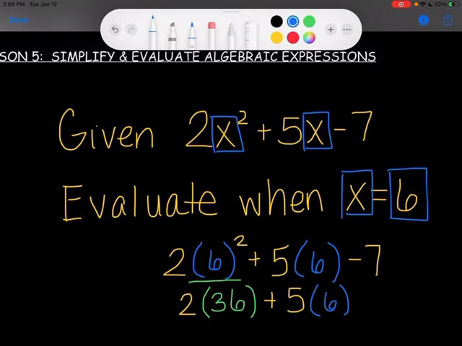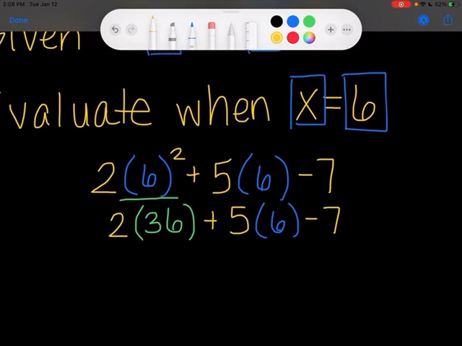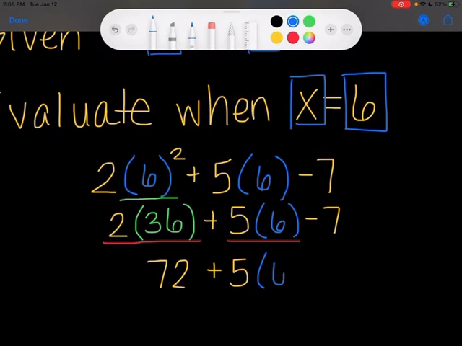times 6 minus 7. All right, next, order of operations says to do multiplication and division from left to right. We have 2 multiplication problems here. We've got 2 times 36 and 5 times 6. And you need to do whichever one comes first from left to right. So we're going to do 2 times 36, which gives us 72. So we get 72 plus 5 times 6 minus 7.